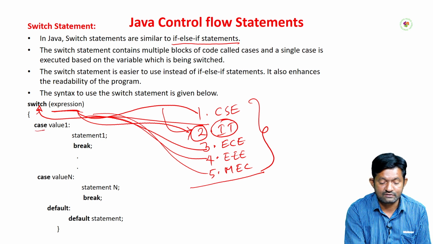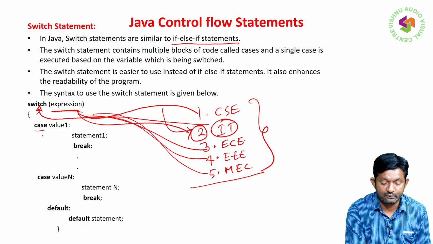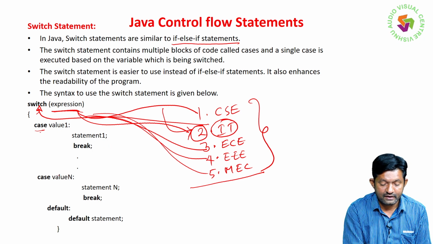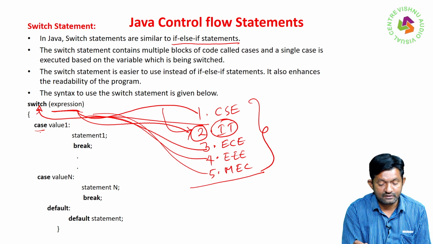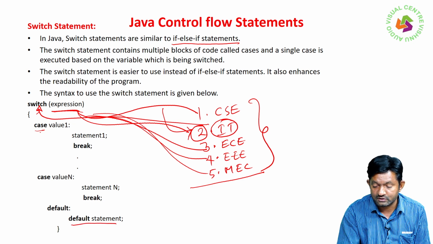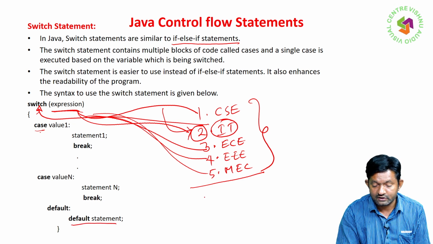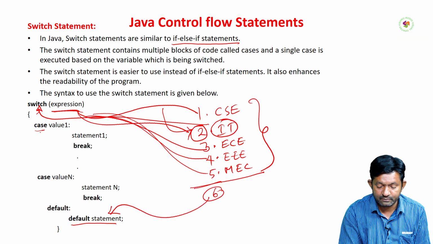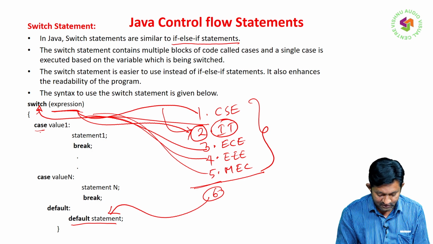Syntax: switch expression, open curly bracket. Case 1: case is the keyword, switch is the keyword, value 1, statement 1, break. Case value 2, statement 2, break. Case value 3, statement 3, break. Case value n, statement n, break. Default statement: suppose the options are 1, 2, 3, 4, 5 and the entered choice is 6, so we print enter correct choice, that is the default statement. So this is the syntax of the switch case statement.